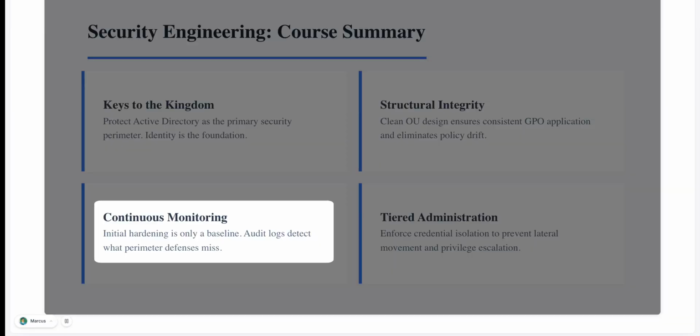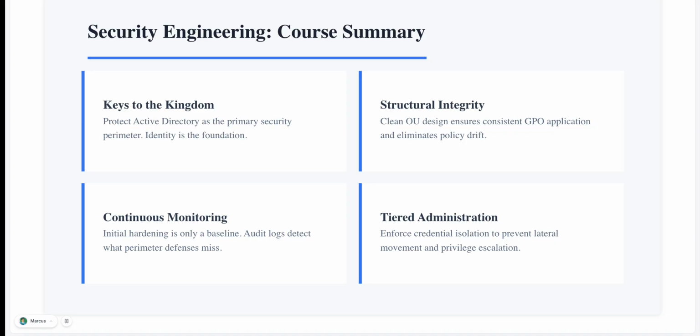Finally, remember that initial hardening is only the beginning. As security engineers, you must implement continuous monitoring. Systems drift and new vulnerabilities emerge. Your defense must be as dynamic as the threats you face.